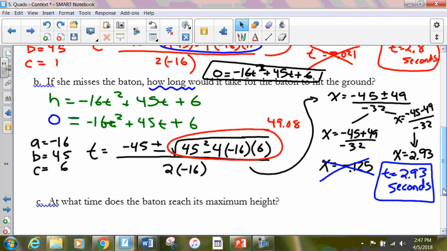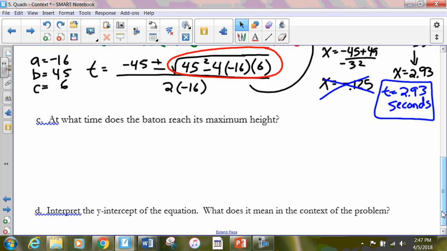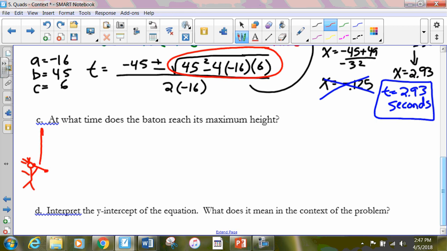All right. At what time does the baton reach its maximum height? Here's where we do need some additional information that we didn't have before to find our maximum height. If we think about the baton's path, here's the girl with the baton. I'm assuming it's a girl, so I don't know. We'll make it a guy. So the baton got thrown up in the air, right? It's going up in the air, and it's coming back down.